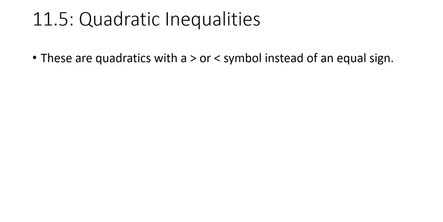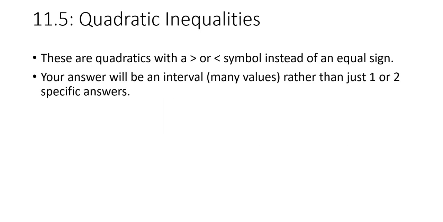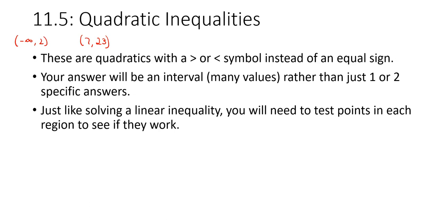Just like we had inequalities for lines, we can have inequalities for quadratics. So instead of an equal sign, there's either a greater than or less than, or it could be greater than or equal to, less than or equal to, which means your answers are going to be an interval. Things like negative infinity to 2, or 7 to 23, something like that, right? An interval of values rather than just one or two specific answers. So what you're going to have to do is test points to see if they work.